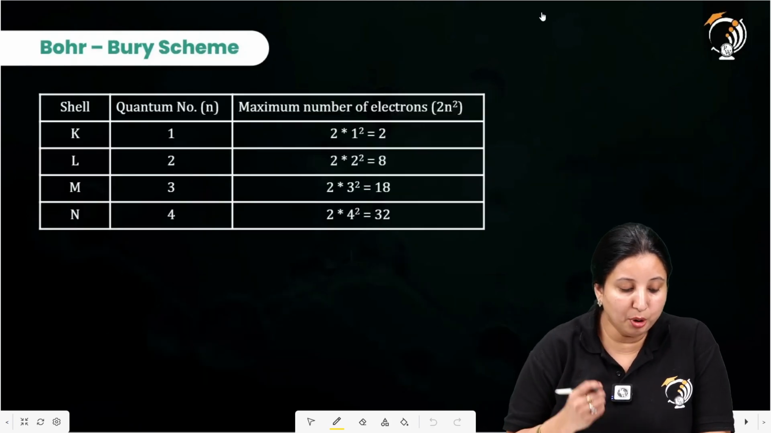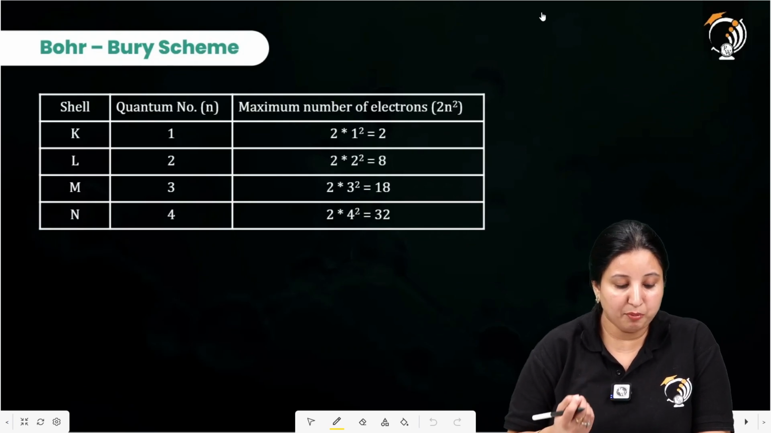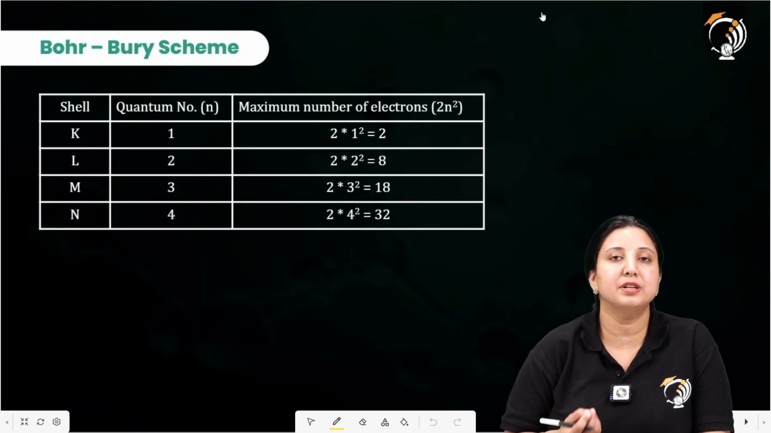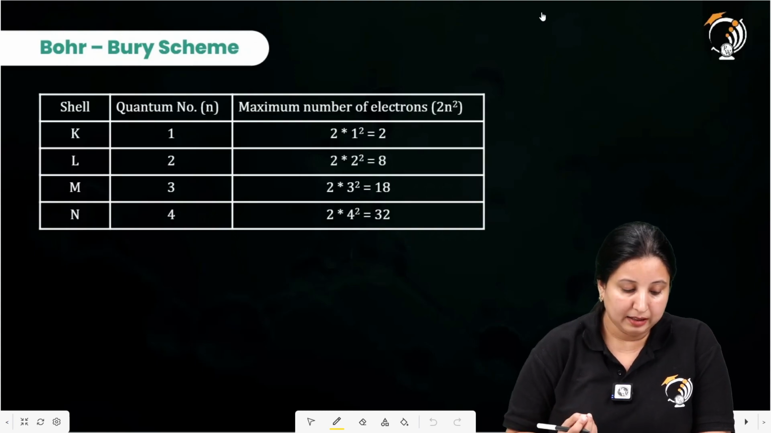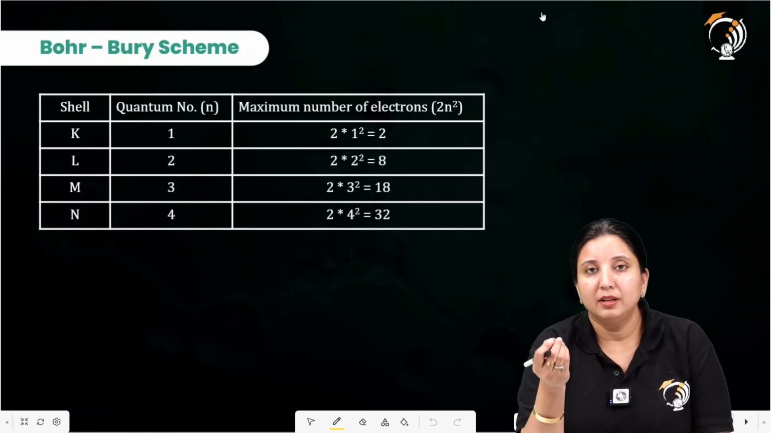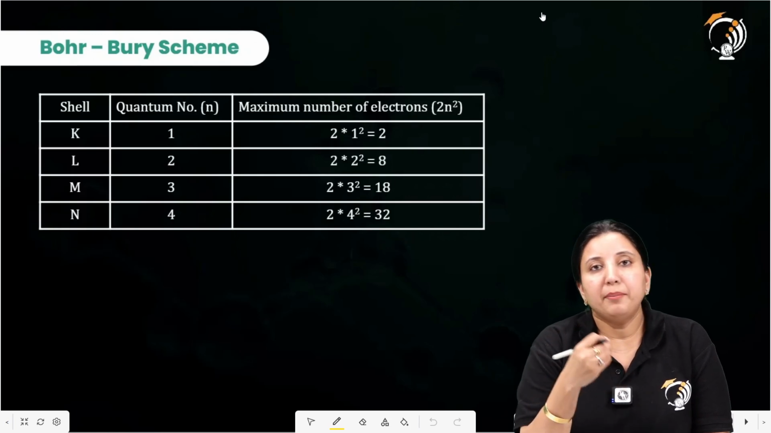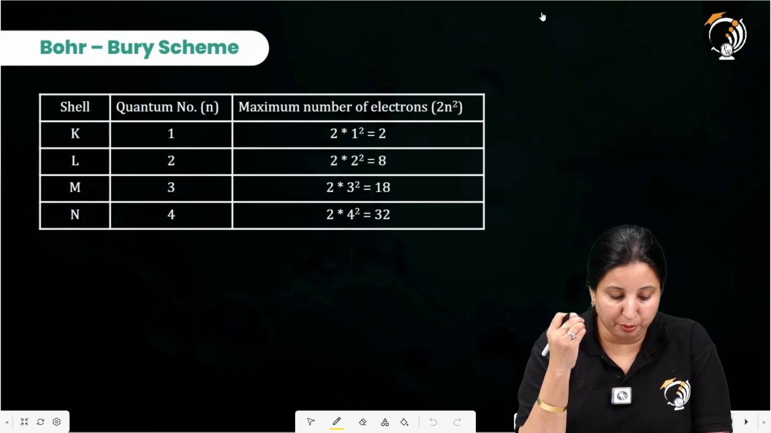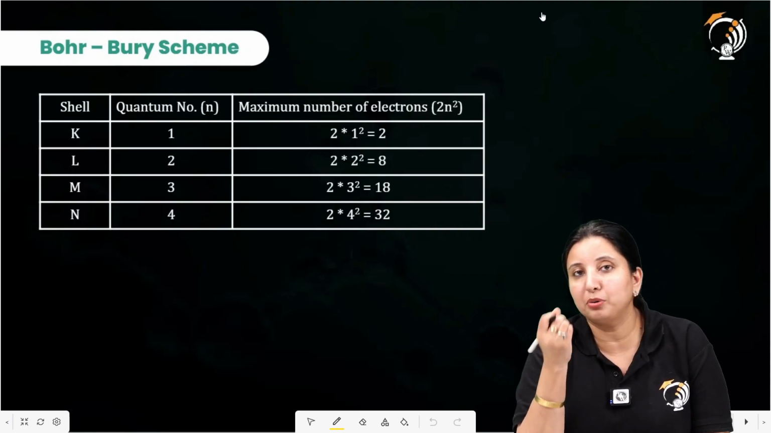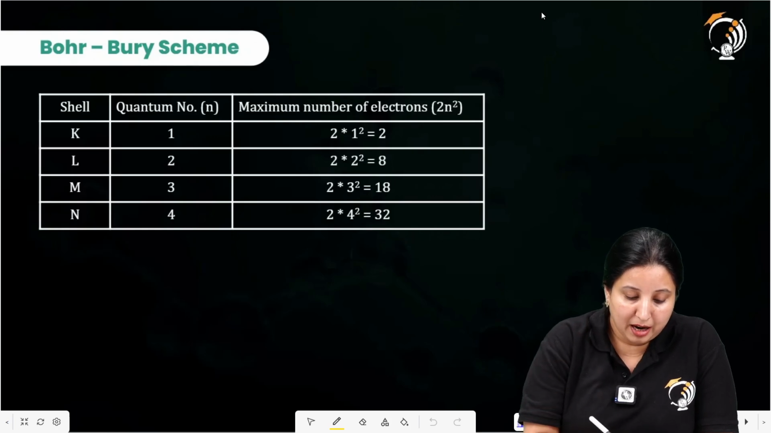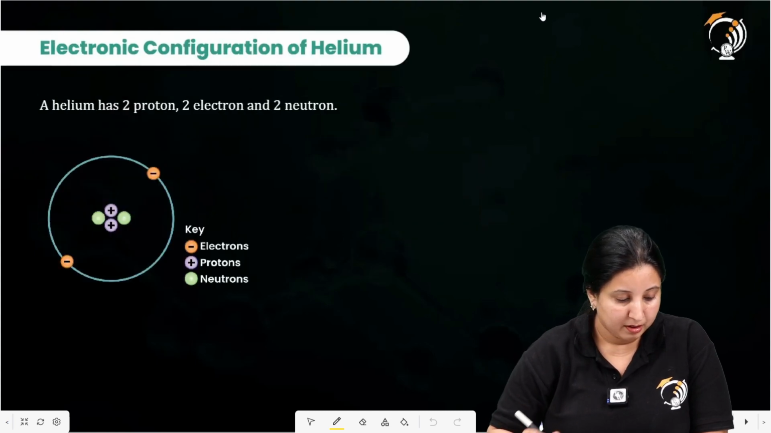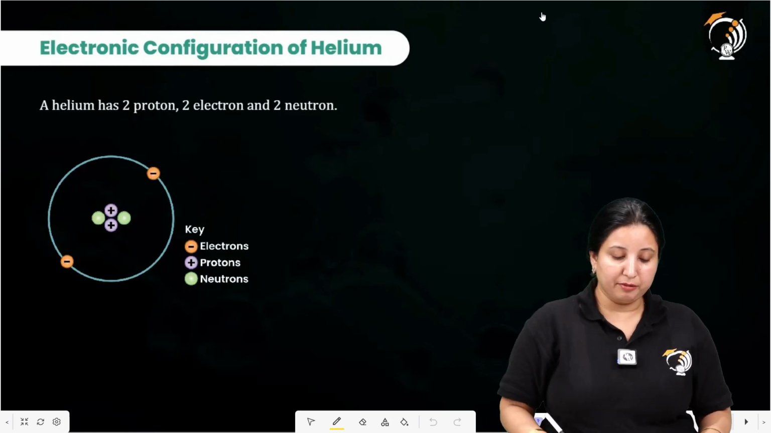Now Bohr-Bury scheme: basically, the electrons are distributed according to this, and we have the shells K, L, M, N. If I look at the quantum numbers, that is the value of n, for K it is 1, for L it is 2, for M it is 3, and for N it is 4. If I talk about the maximum number of electrons, the formula followed is 2n squared. So we have 2, 8, 18, 32, which we also call the magical numbers. Let's see the electronic configuration of helium.